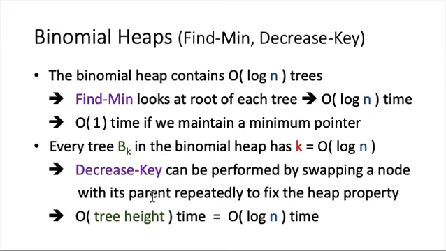So the time taken is bounded by the tree height, and because for each binomial tree k is less than or equal to log n, the tree height is bounded by log of n. So in that case, decrease key also can be performed in order log n time.